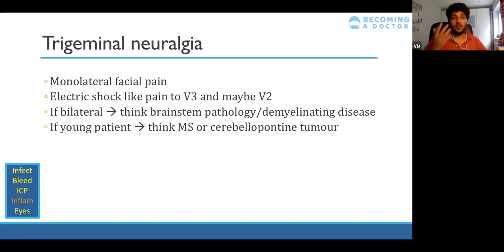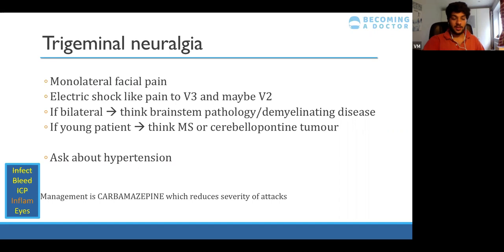They tend to be older patients in trigeminal neuralgia. If it's younger, it might be the beginnings of MS or some sort of cerebellopontine tumor. An important risk factor for trigeminal neuralgia is hypertension. So in your past medical history about headaches, always ask about hypertension. And the management for trigeminal neuralgia is carbamazepine. It reduces the severity of attacks. It doesn't actually cure the condition itself.